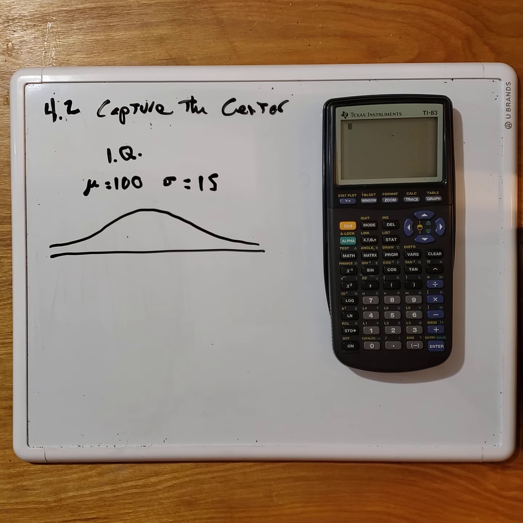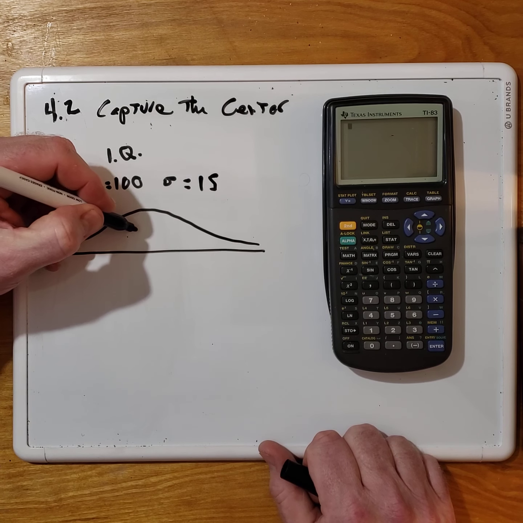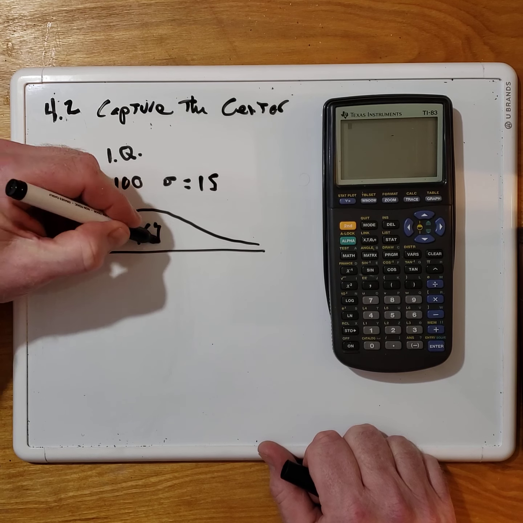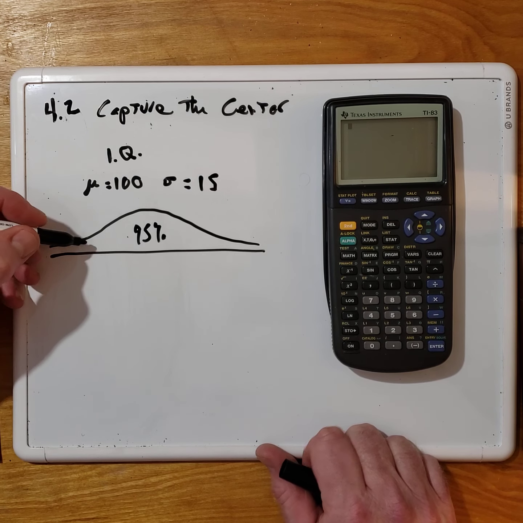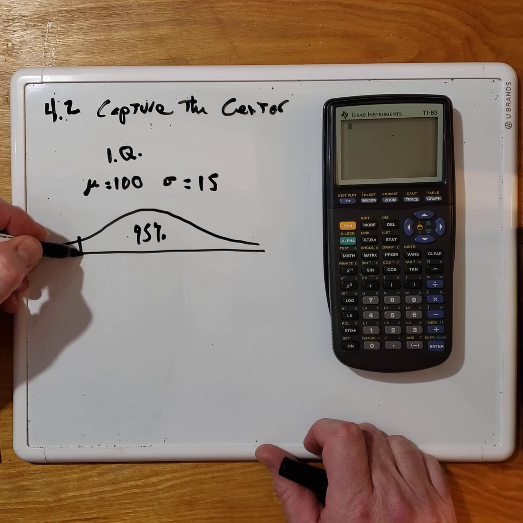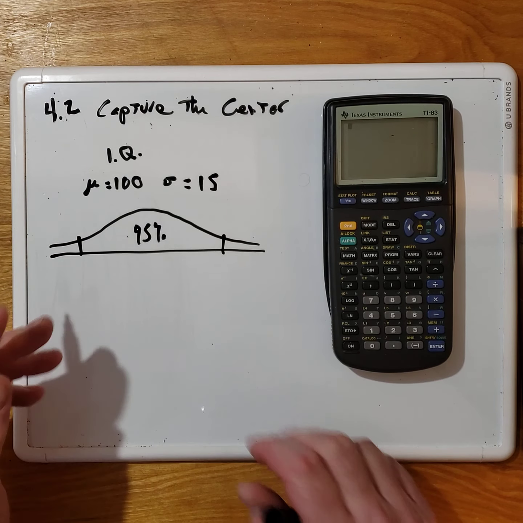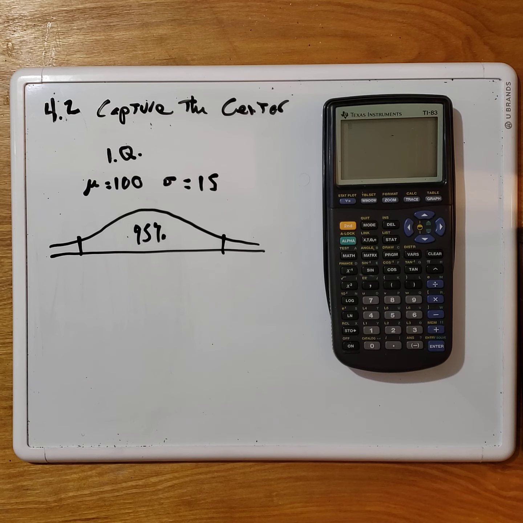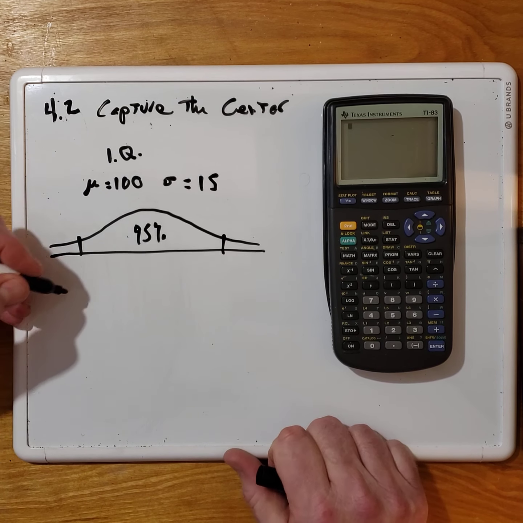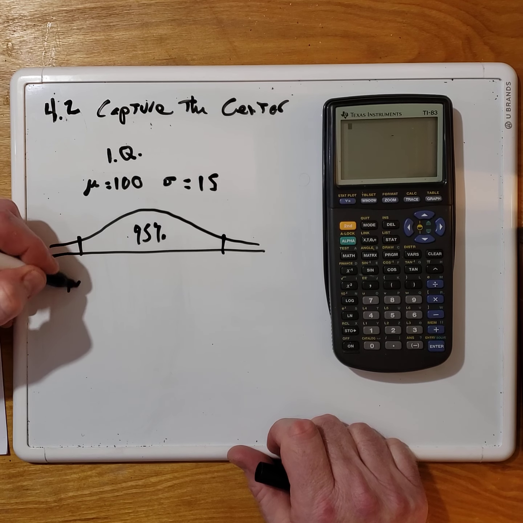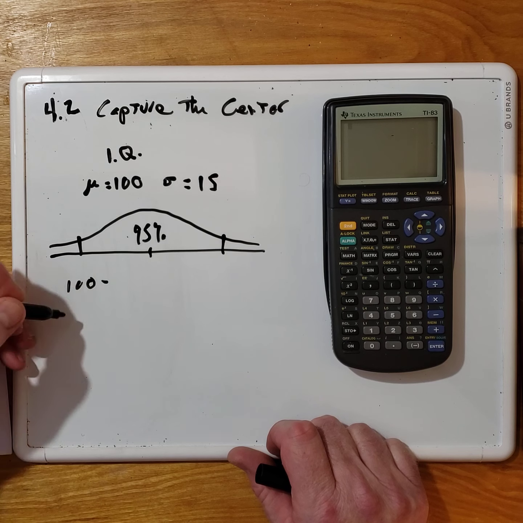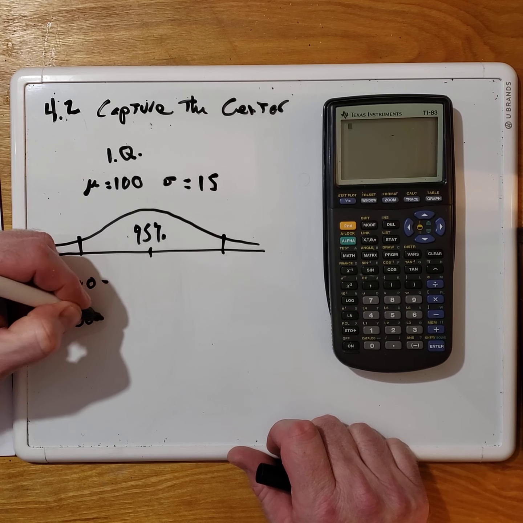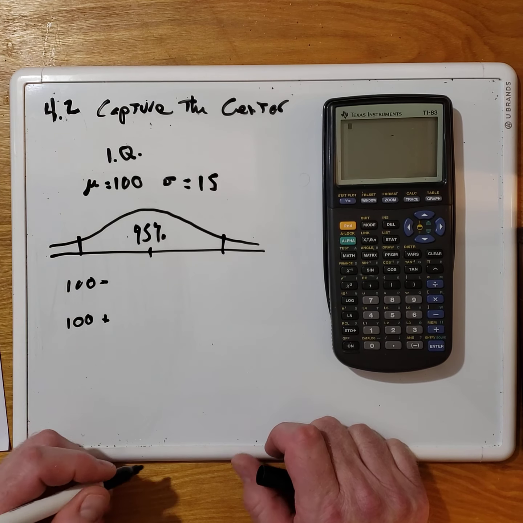So suppose I wanted to capture 95% of the population between two IQ scores. I want to say everybody between this IQ and that IQ, and that would constitute 95% of the population. Well, let's take a look. We know we're going to go down some distance from the mean and up from the mean. So we start with 100, go down, go up.